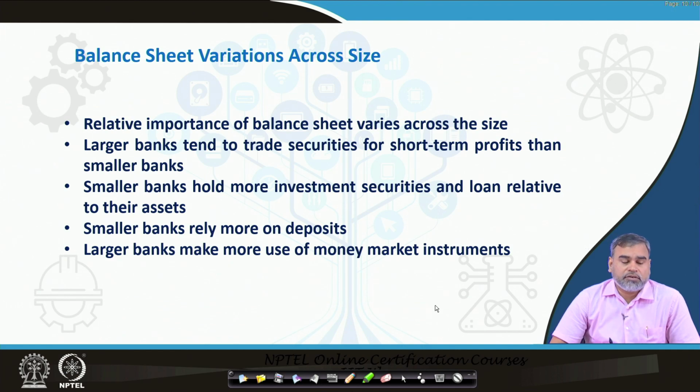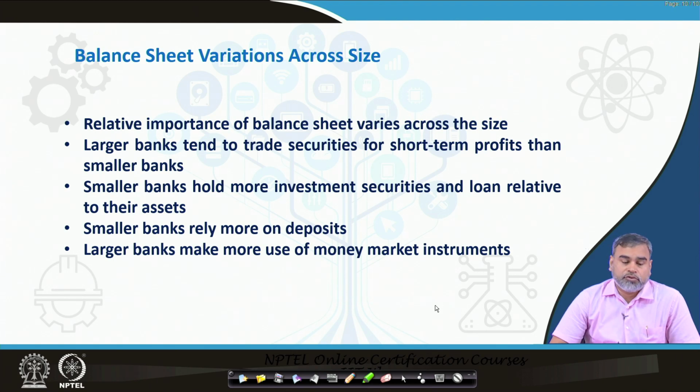So, that is why these smaller banks hold more investment securities and loans relative to their assets. If you see the composition of the assets of a small bank and a large bank, you will find that smaller banks hold more investment securities and loans relative to their assets.